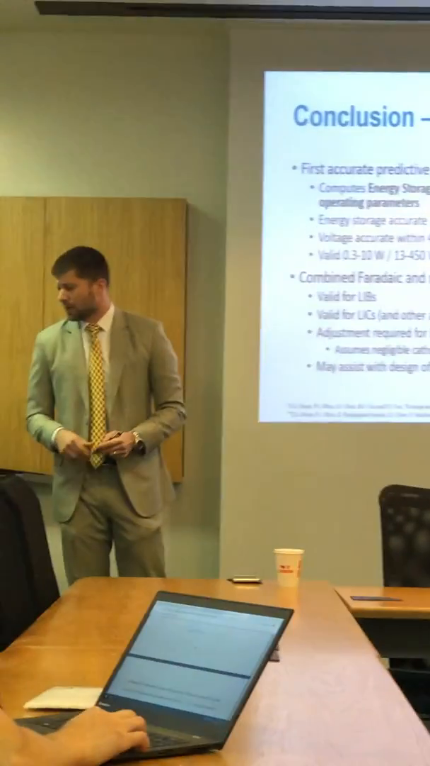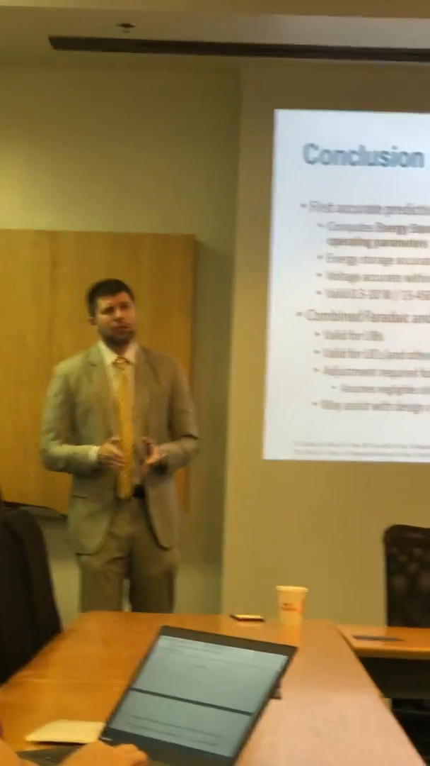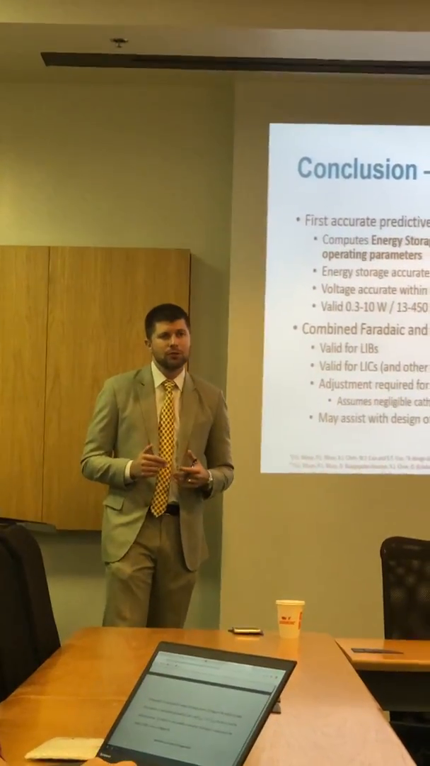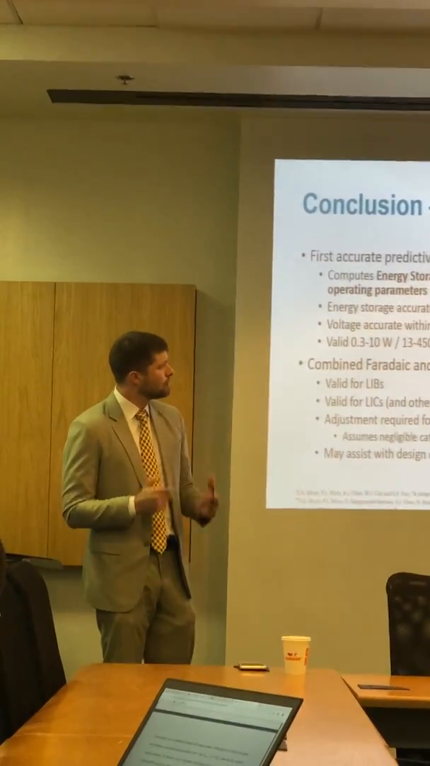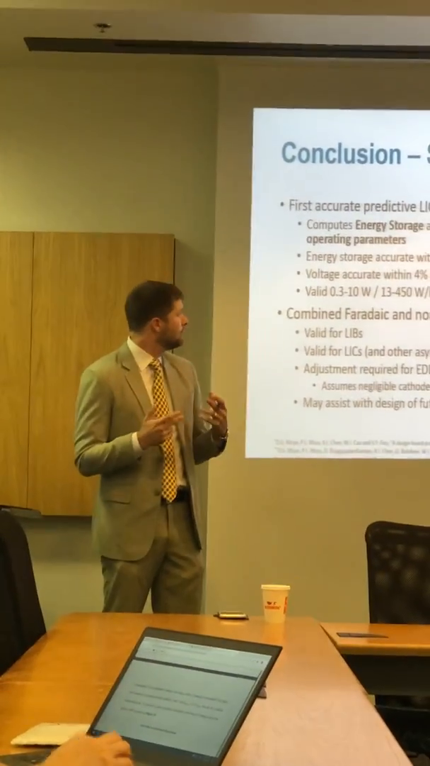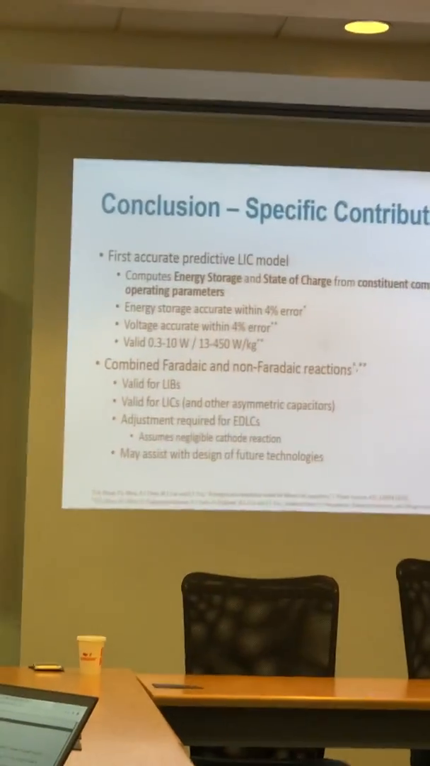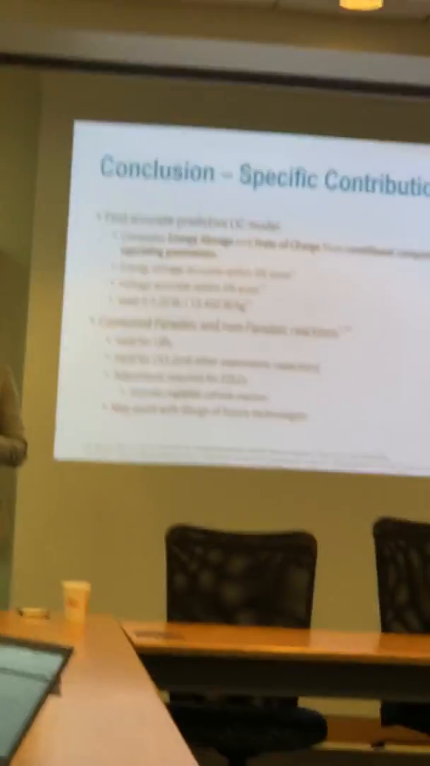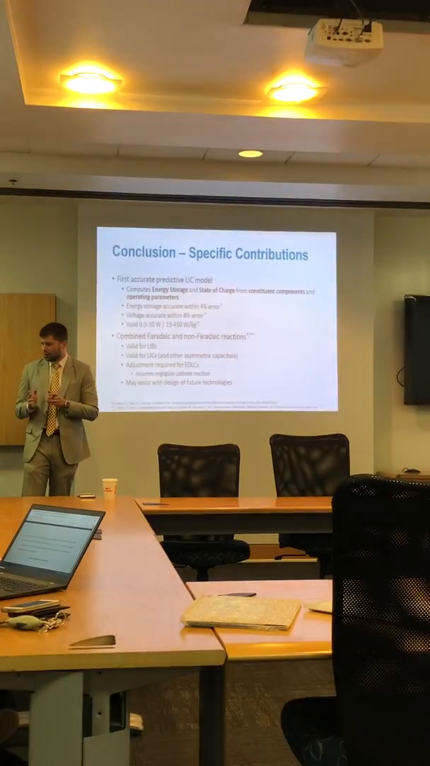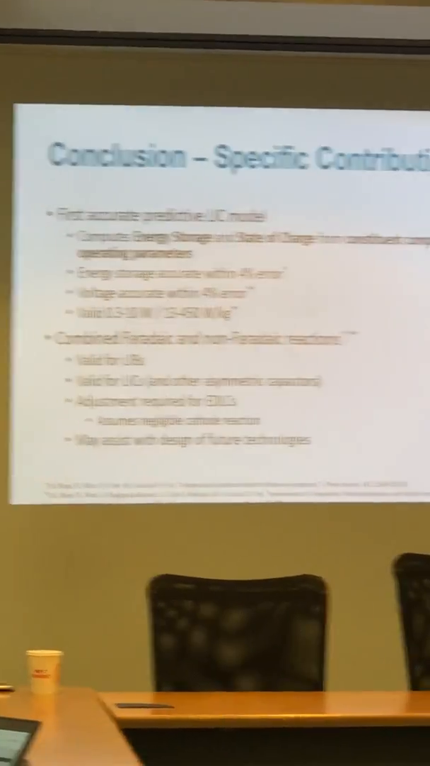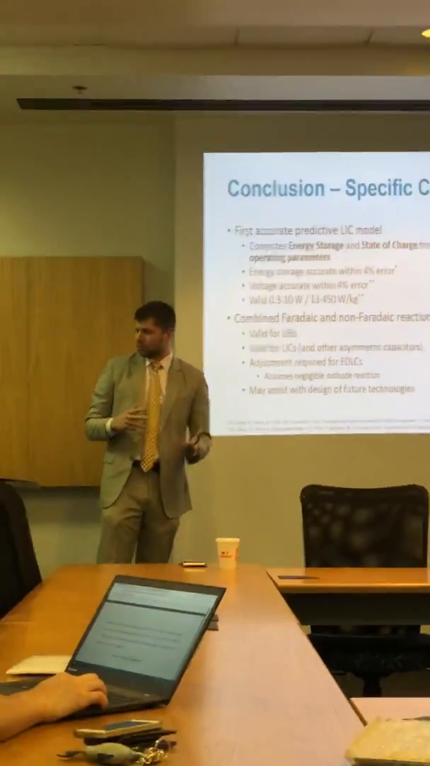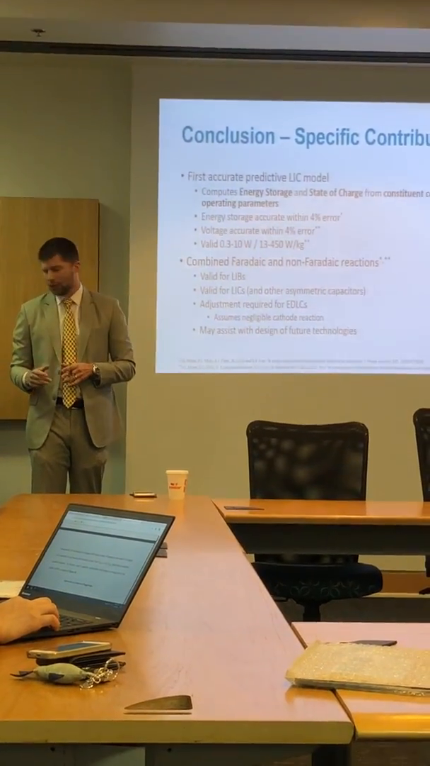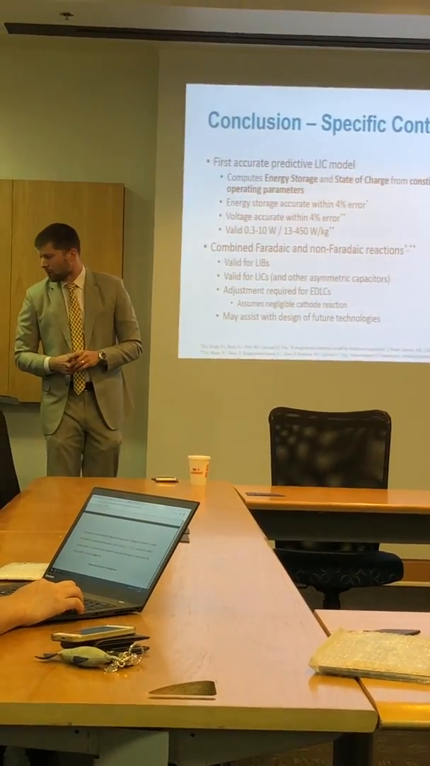And specifically, this is the first accurate predictive model for lithium-ion capacitors. It computes the energy storage as a function of the state of charge from the constituent components and the operating parameters. Energy and voltage are both accurate within 4% error, and this is valid for 0.3 to 10 watts on one of those LCA 200G1s, which is equivalent to 13 to 450 watts per kilogram specific power.